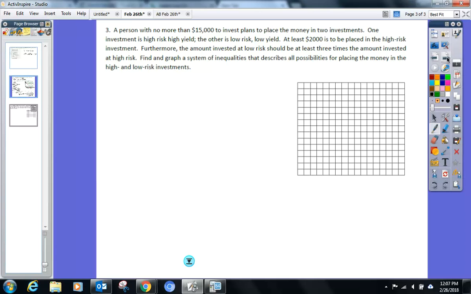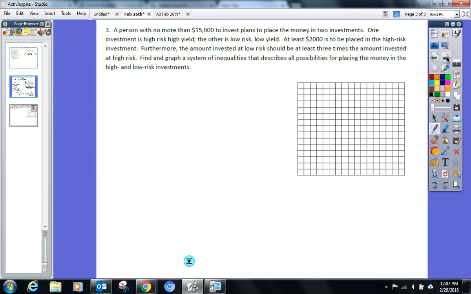All right, I know this is a lot. And you got a lot of stuff going through your head as far as writing the equation, graphing it, and shading it. Here's what I need from you right from the get-go. What are the two things I'm looking for? The money I put into high risk and the money I put into low risk. Define those variables right now.